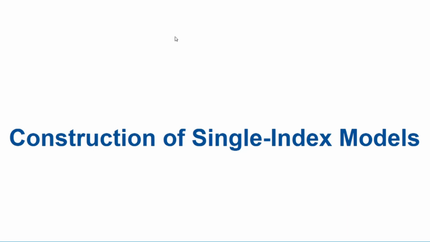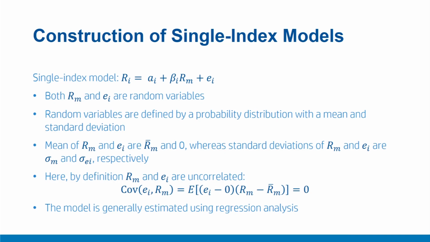Construction of single index models. In this video, we'll provide the definition of single index models and various aspects related to that definition. The basic equation of single index models can be simply written as Ri equals alpha i plus beta i times Rm plus Ei. Important to note that Rm and Ei are random variables.